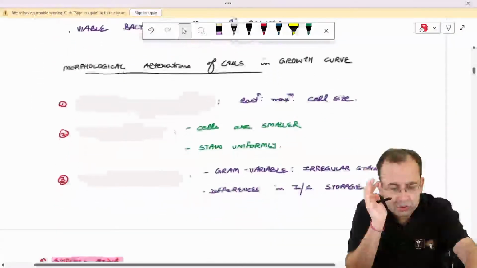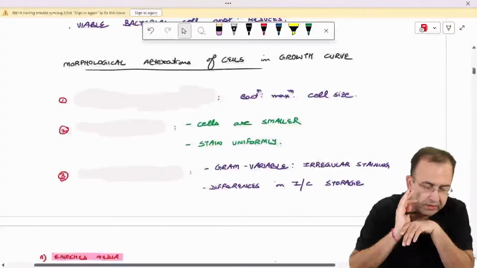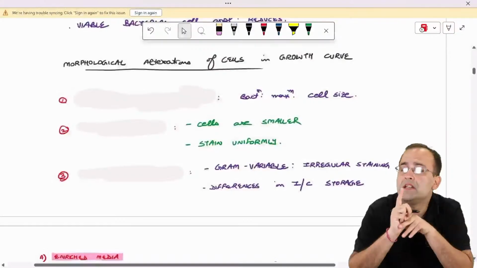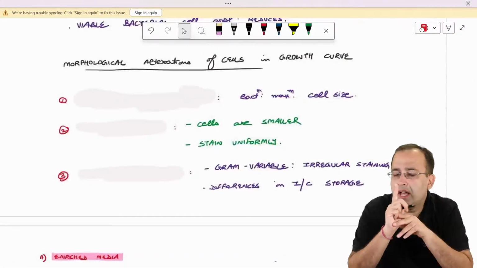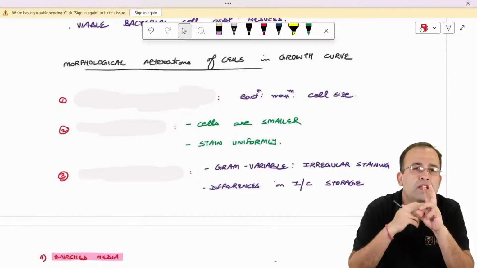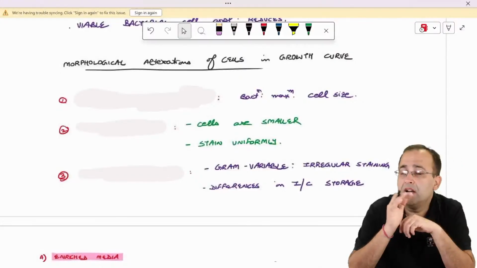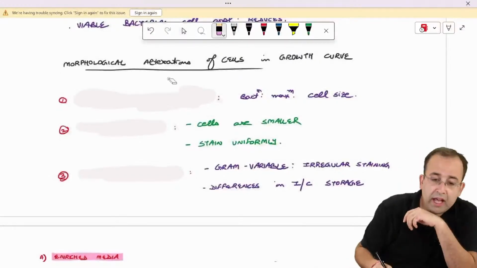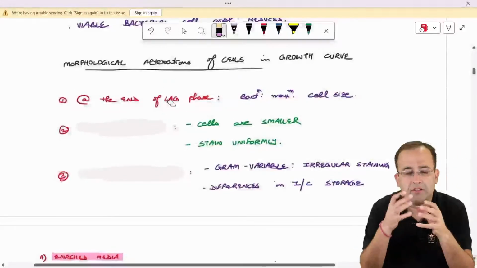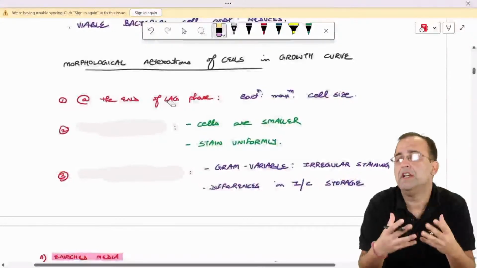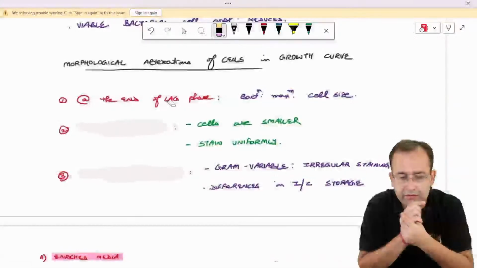Agreed. So tell me these three answers. Bacterial cell size is maximum at the end of lag phase, end of log phase, or stationary phase? Bacterial cell size is maximum at the end of lag phase, because that is when the bacteria is just ready to divide.